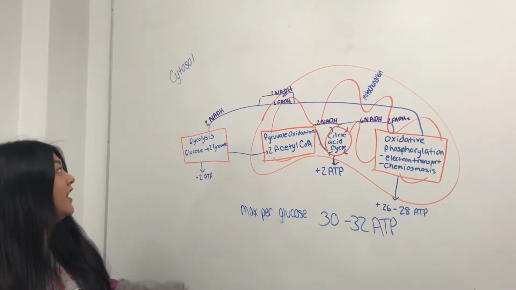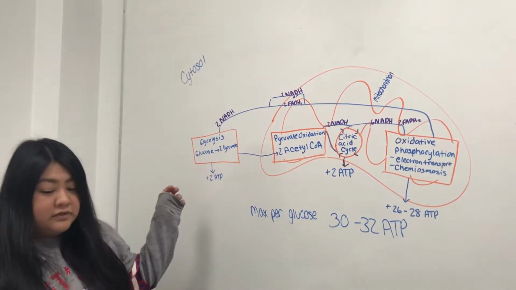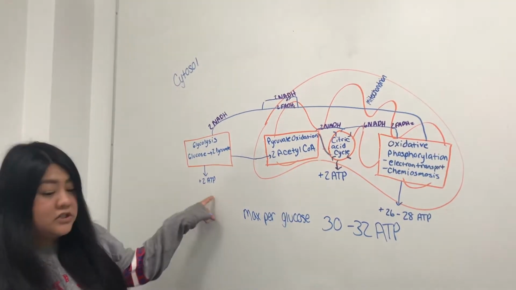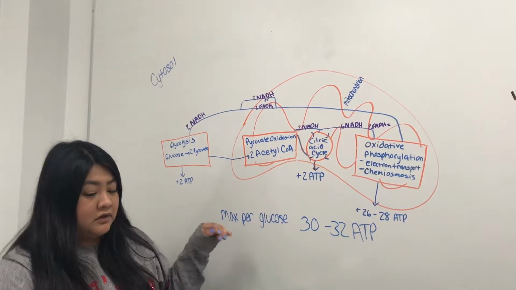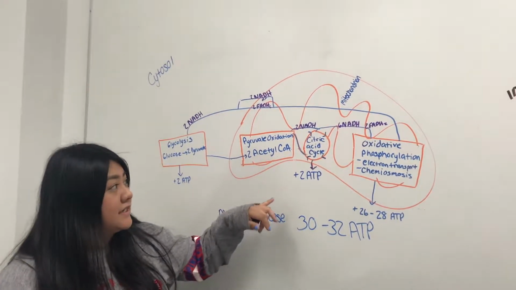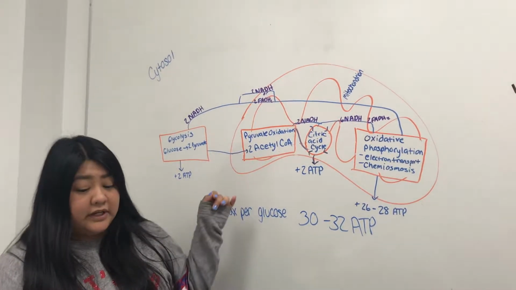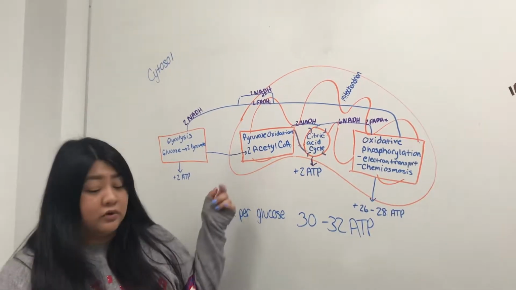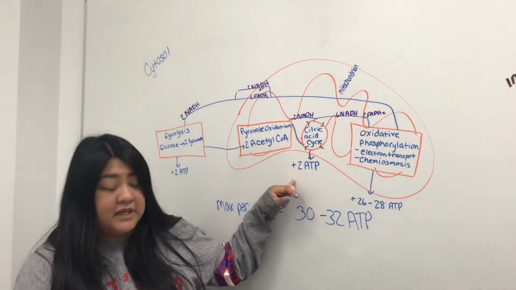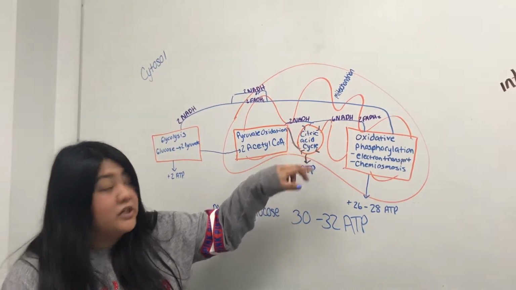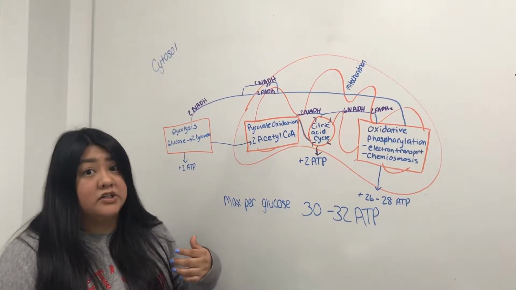The first one is glycolysis, where glucose goes in and we have 2 pyruvate, 2 ATP, and 2 NADH that come out. The second part is the citric acid cycle, also known as the Krebs cycle. We have 2 pyruvate that go in, 2 acetyl coenzyme A, and at the end we have 2 ATP, 8 NADH, 6 carbon dioxide, and 2 FADH.